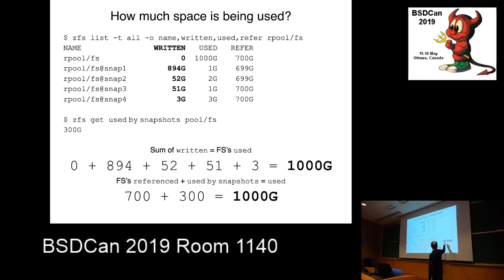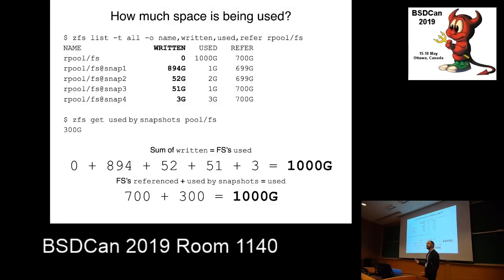And then another way to remember, the other way we can break it down, is that the file system's referenced plus used by snapshots is the same 100 gigabytes. But these are two different ways of looking at that space. And the written doesn't tell us directly, like, hey, if you delete these two snapshots, then you're going to get space back.